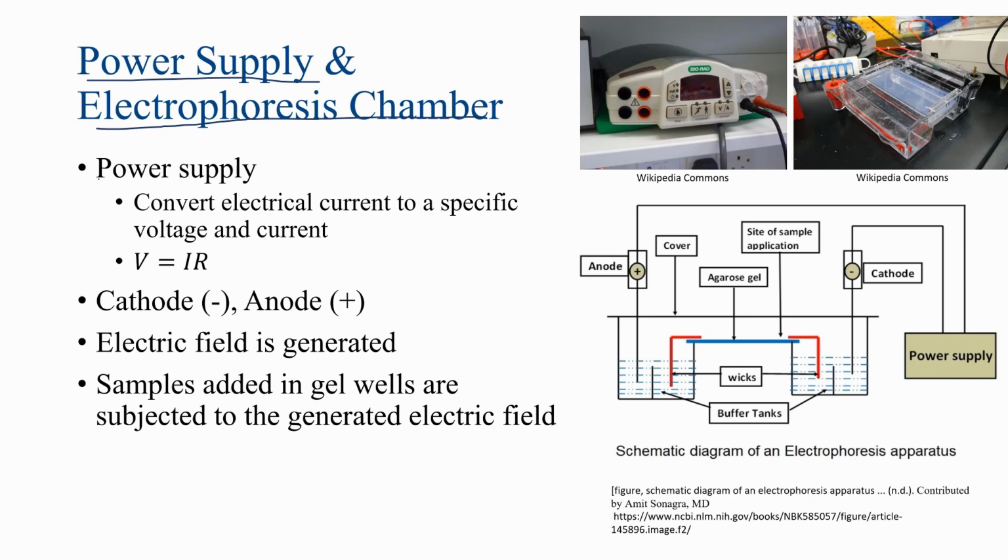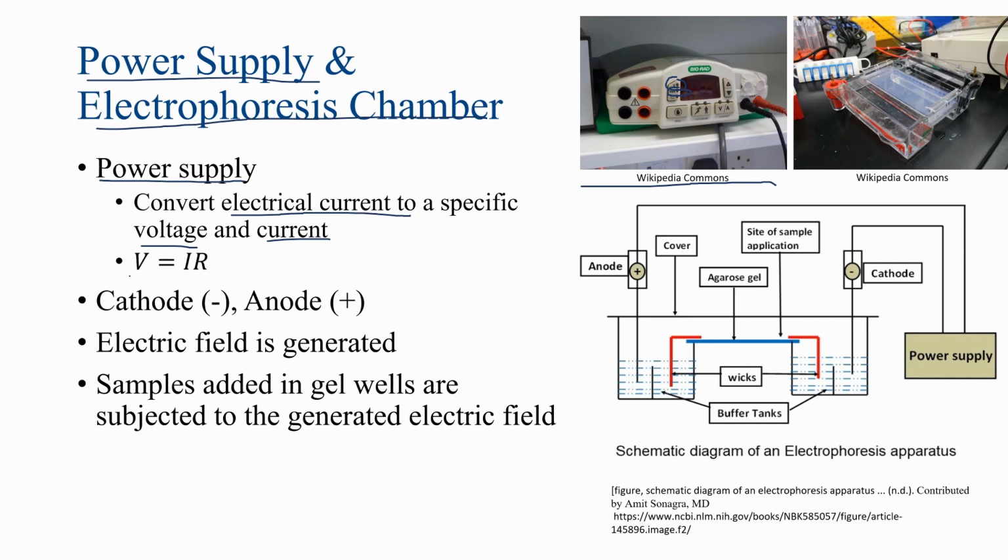First, I want to discuss the power supply. By definition, the power supply will convert electrical current to a specific voltage and current. Here to the top left, you can see a picture of a power supply. You can see that the voltage can be adjusted, and the current can be adjusted as well. And in a power supply with a DC circuit, the voltage, current, and resistance are related by Ohm's law.